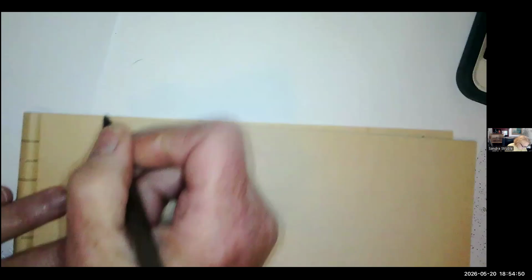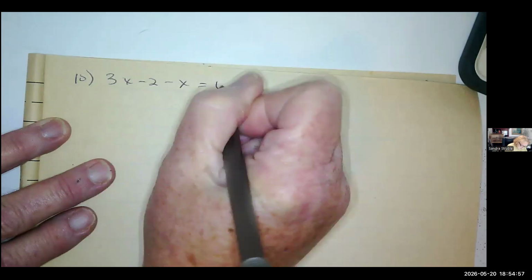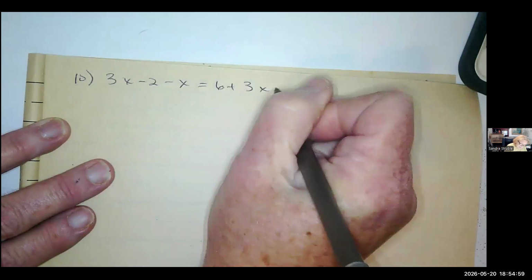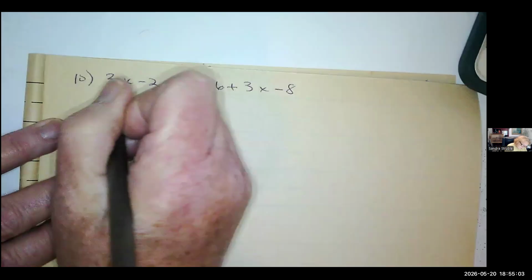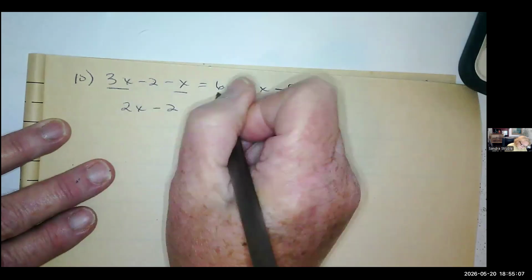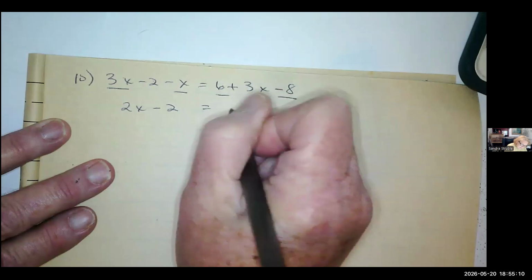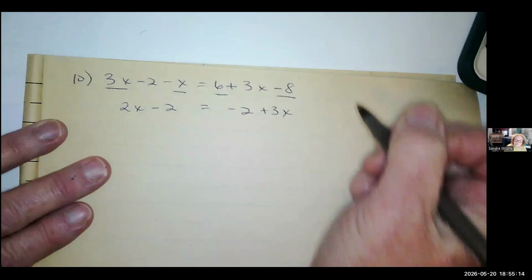10 is 3x minus 2 minus x is equal to 6 plus 3x minus 8. We need to combine like terms first. 3x minus x is 2x minus 2. 6 minus 8 is negative 2 plus 3x. We need to get our x's on one side, our constants on the other. So I'm going to subtract 3x from both sides.